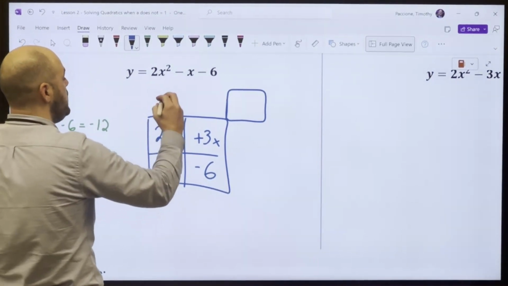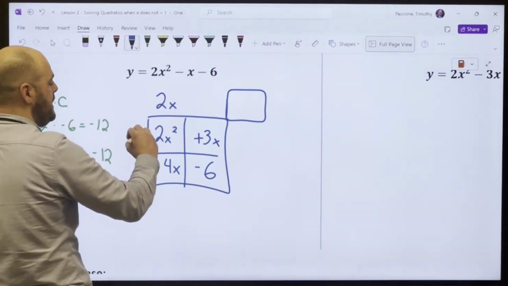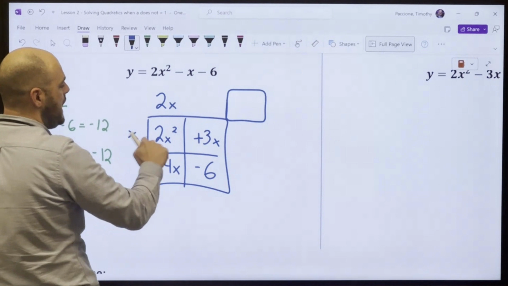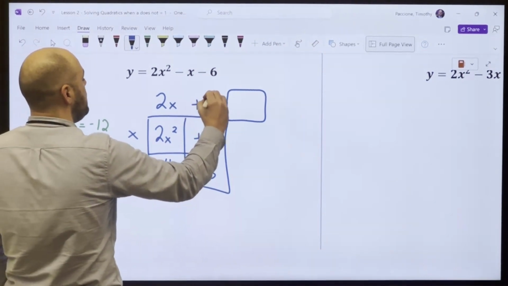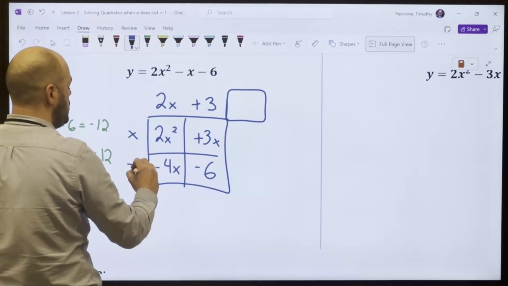So what goes into both of these? Well, 2x would go into both of those. If that's 2x, this must be x in order to get 2x squared. X times 3x, this must be 3. 2x times something is -4x, that must be -2.